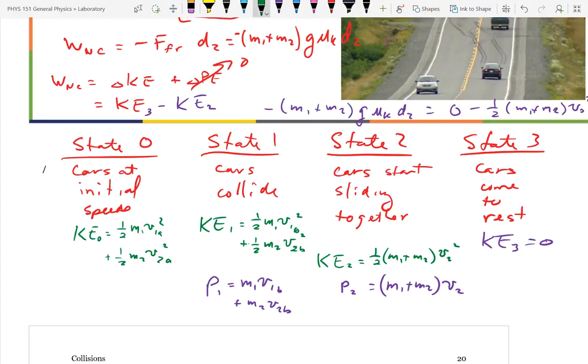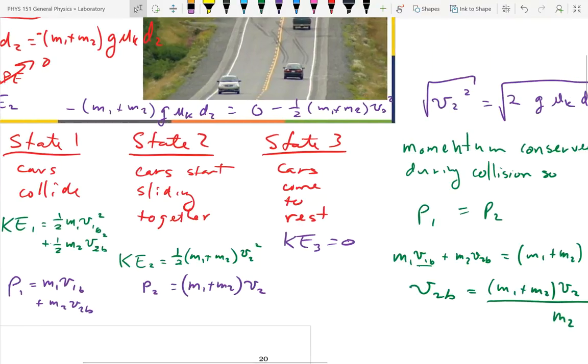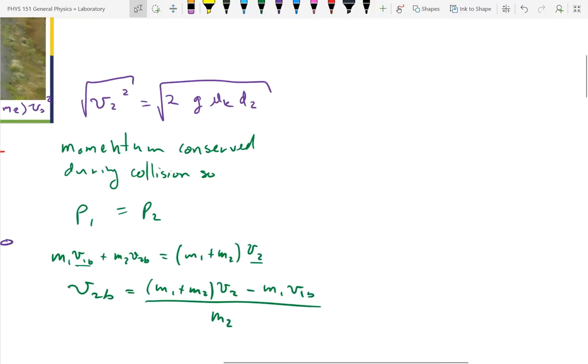And so work energy between state 1 and state 2 is going to be, which car do I care about for this part of the calculation? I don't care about both of them at this point, because one car is traveling at constant speed. Car 1 is traveling at constant speed, car 2 is skidding. So which car do I care about? Car 2. So I'm only going to use the work energy relation for car 2 for the final step.